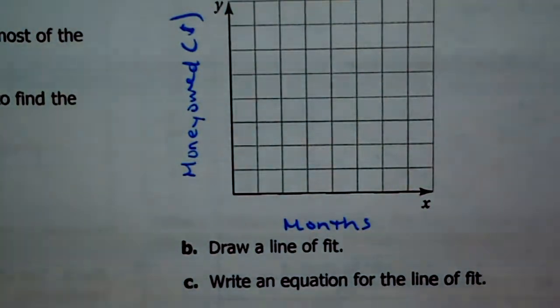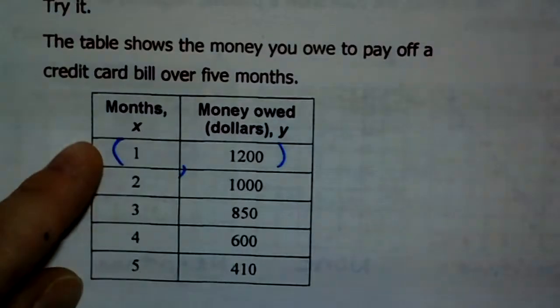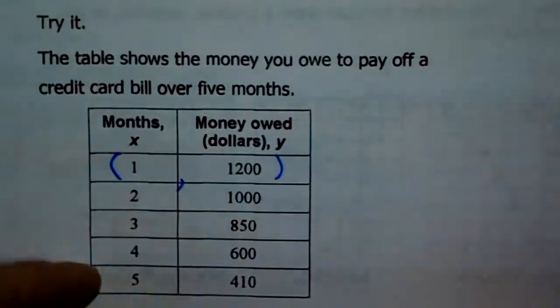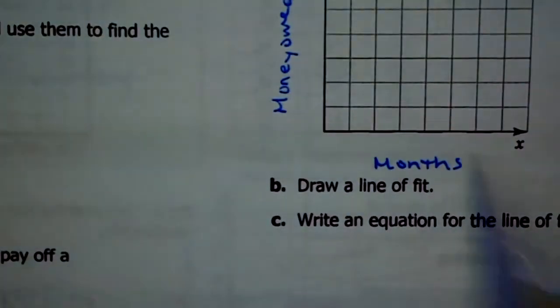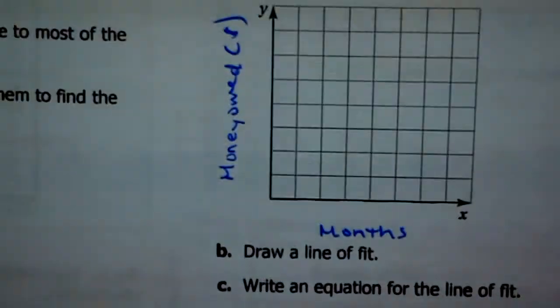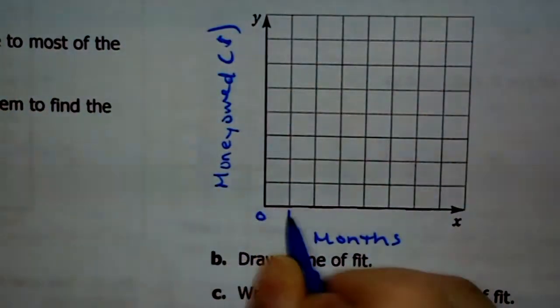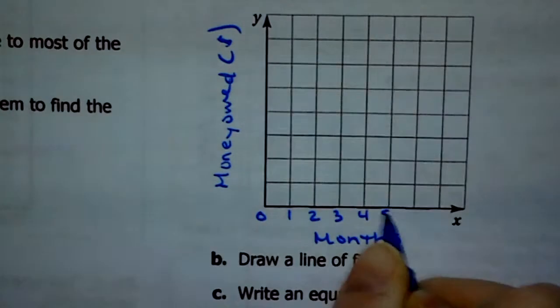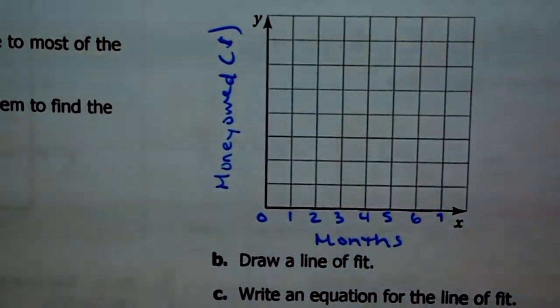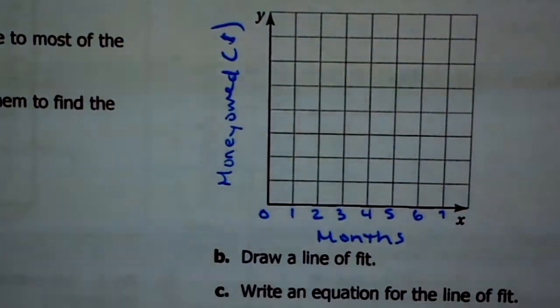Now we need some numbers. When I look at the values in the table for the x, it's just 1, 2, 3, 4, 5. And I definitely have enough space to count by ones. So I'm going to number this 0, 1, 2, 3, 4, 5. And I'm going to keep going because it bothers me if I have empty spots. It just doesn't seem right.